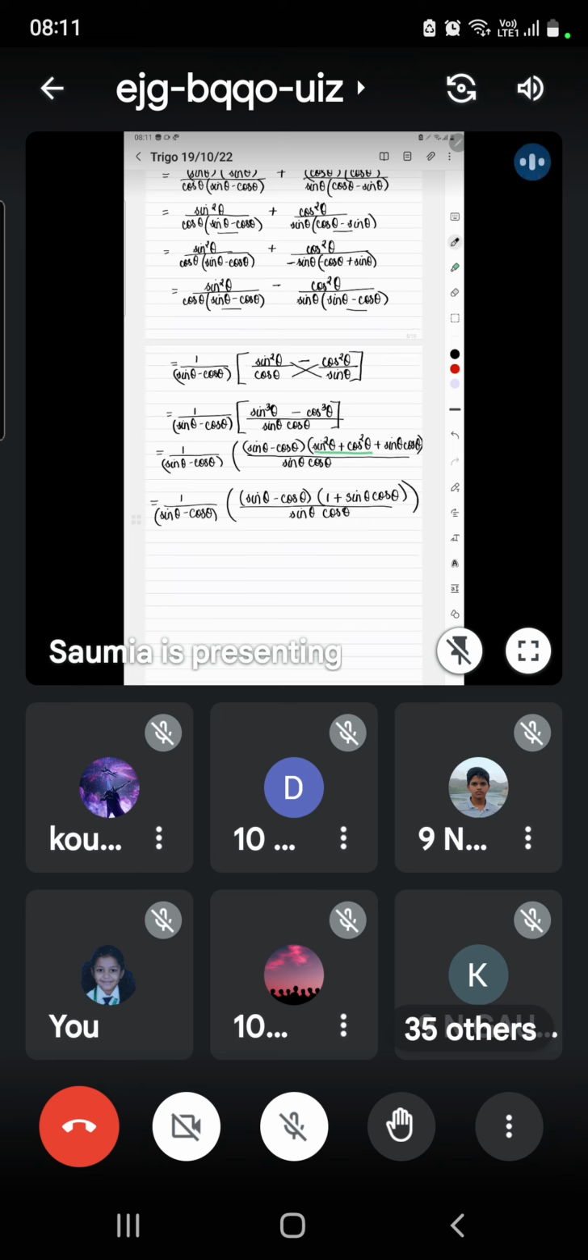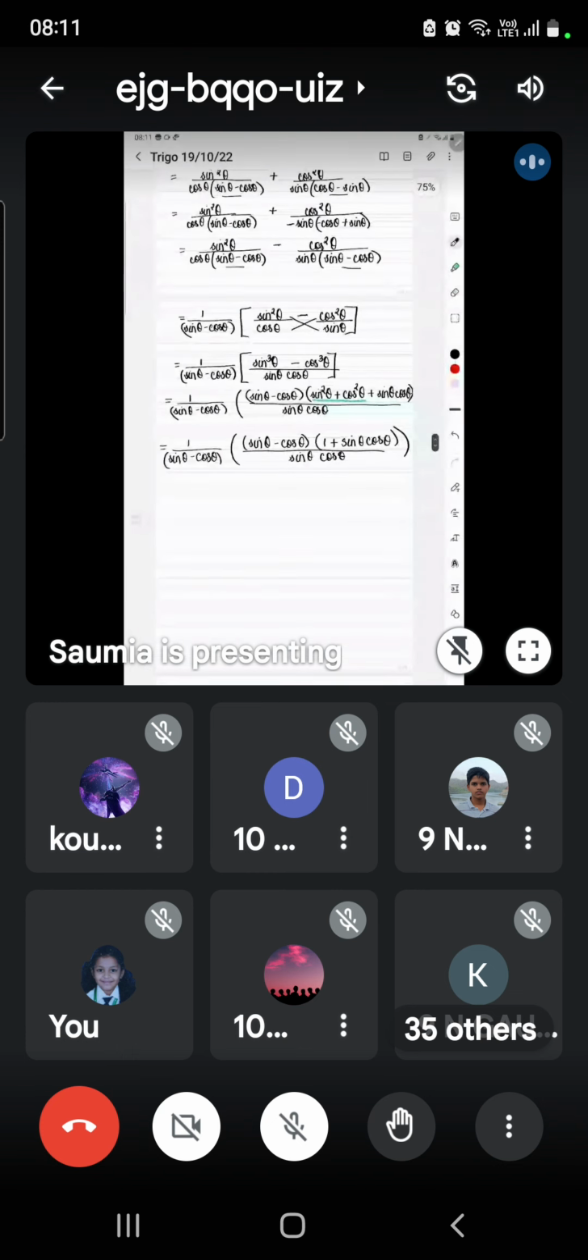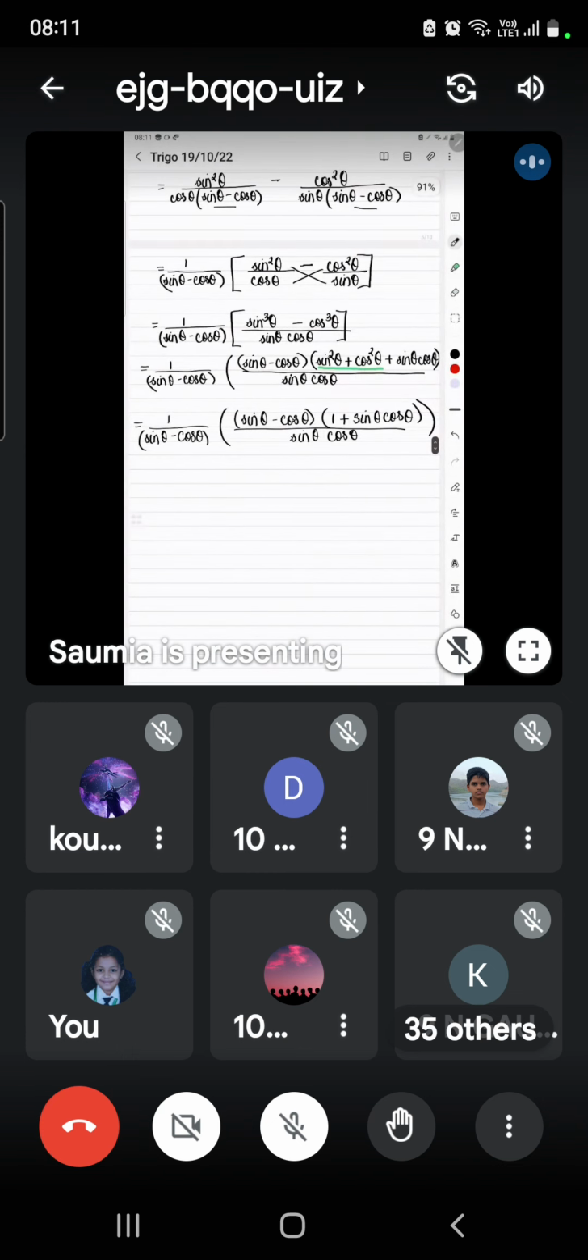Now look at our expression. We have one bracket multiplied by another bracket. So we are going to multiply both the numerators. 1 into this will remain only this. And what will my denominator be? Sine theta cos theta into sine theta cos theta. This and this will get cancelled. What remains is only 1 plus sine theta cos theta upon sine theta cos theta.